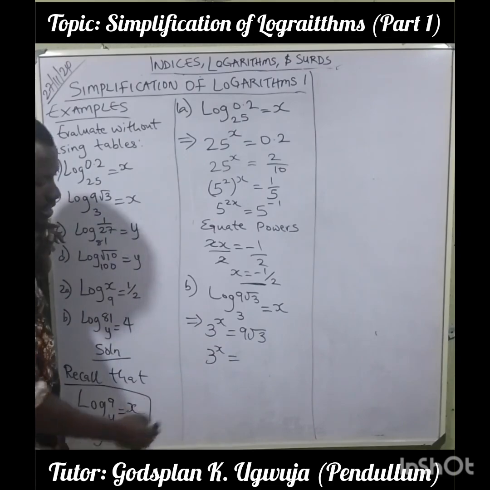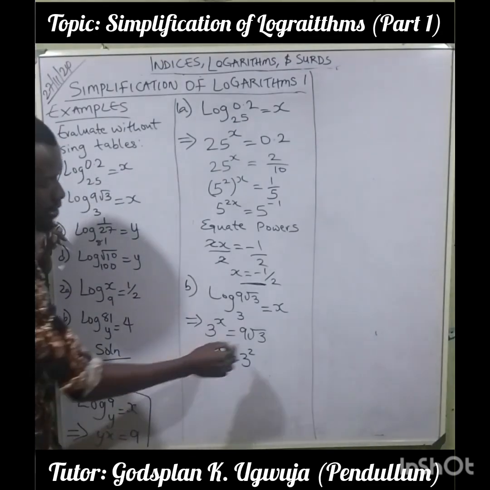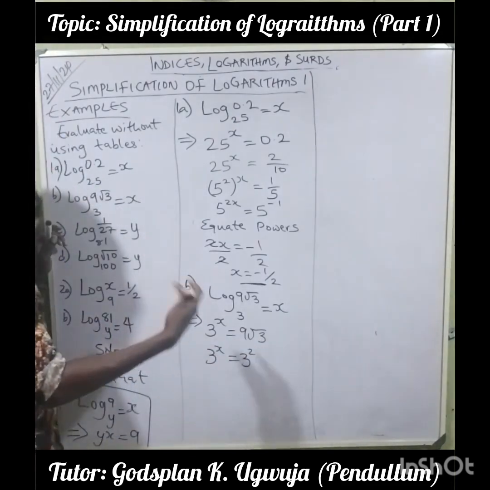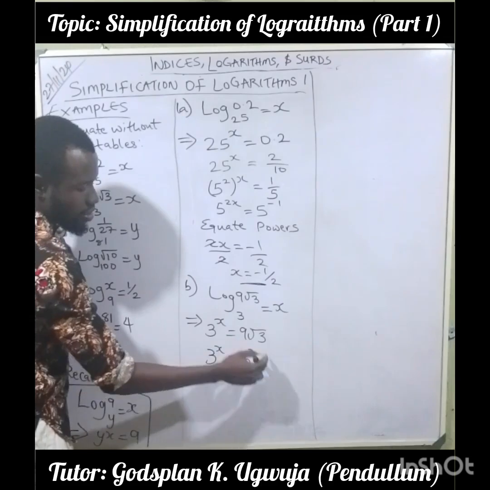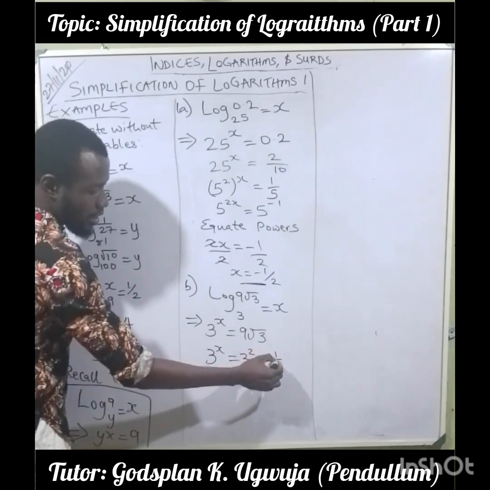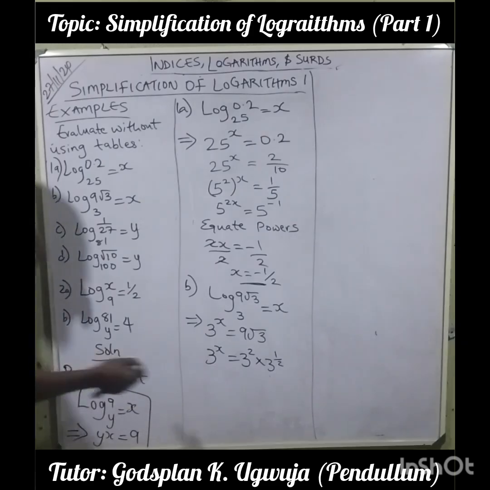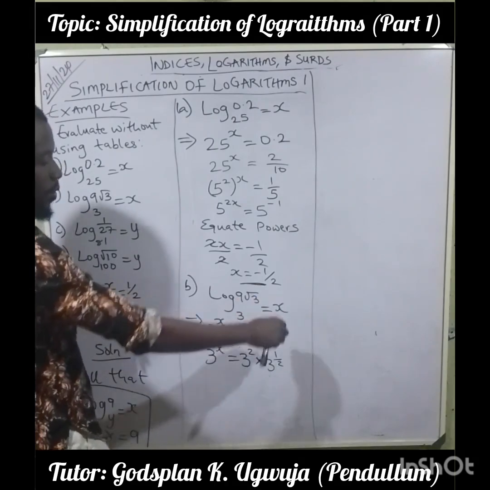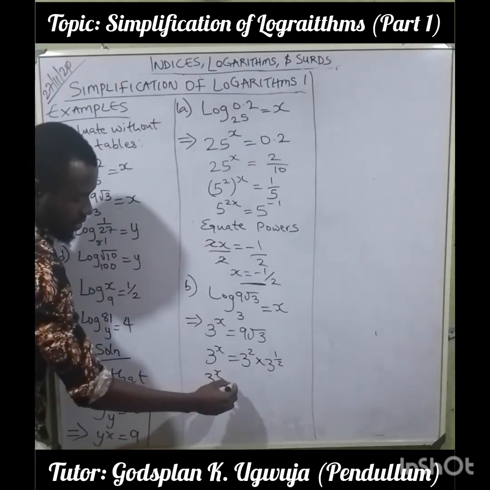Now 9 is 3 squared, right? 9 is 3 squared. And 9 root 3 means 9 times root 3. So I can write this as 3 squared, that's 9, times root 3, which is 3 raised to power half. We did this under indices. We looked at fractional index. So root 3 means 3 raised to power half. Square root is half. Cube root is 1 over 3, and so on. So this one will still basically remain like this.